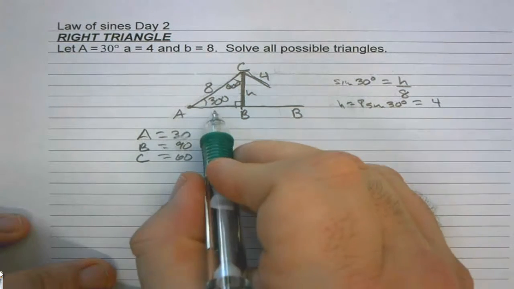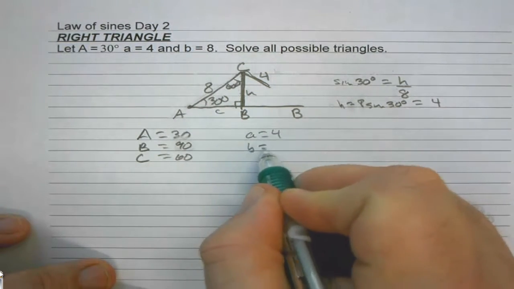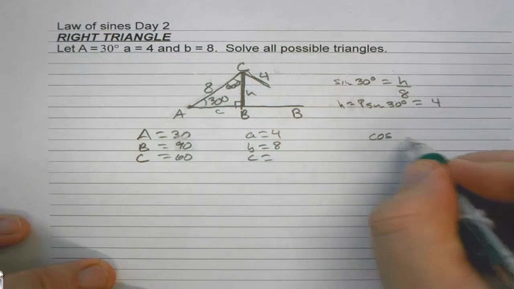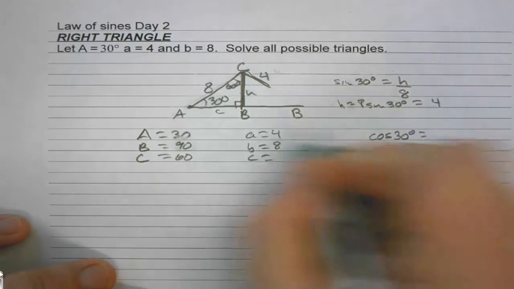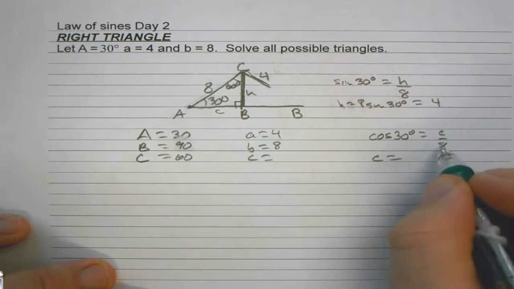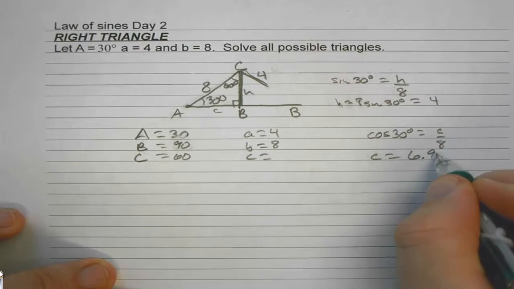Well, now we've got to find this side right here, side c. We know a is 4, b is 8, and we've got to find c. We have the cosine of 30 degrees is equal to side c over 8. So c is equal to 8 times the square root of 3 over 2, which ends up being 6.928.